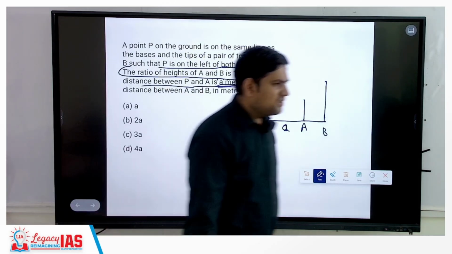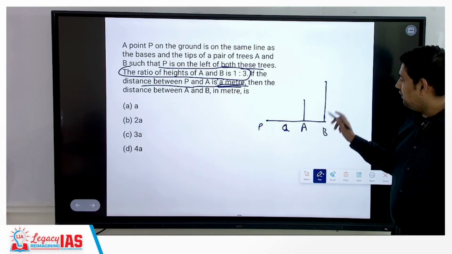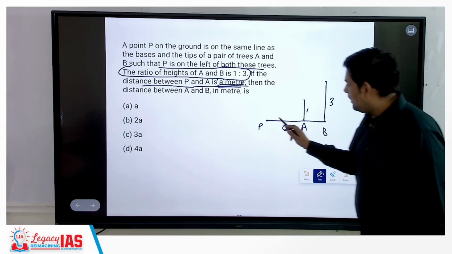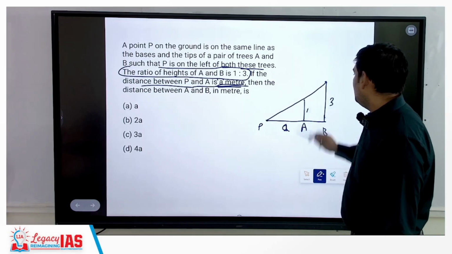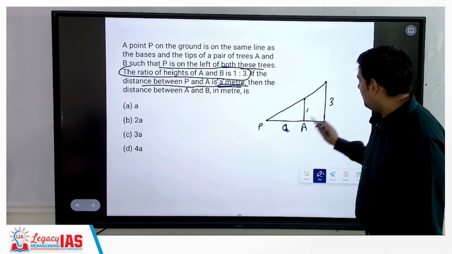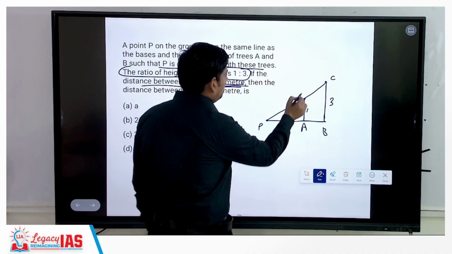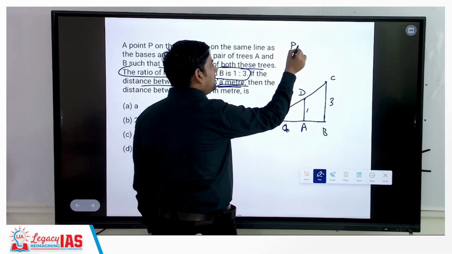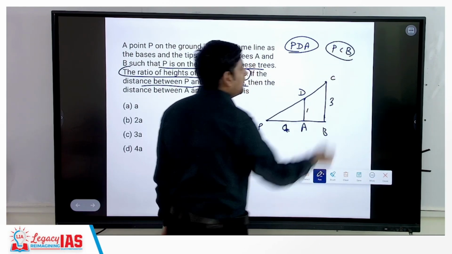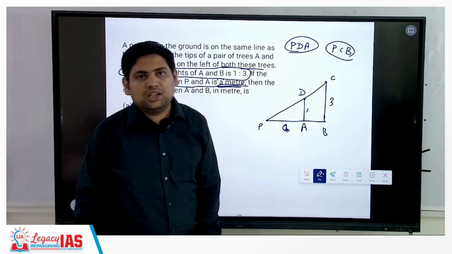Now, the ratio is also given to you. What is the ratio here? A and B are in the ratio of 1:3. Now what you need to do, you just join them like this. Now let's name them. Let's give name to this part also. Let's say this is C. So then what you get, two triangles. Let's call this D. You get two triangles PDA and PCB. Correct?